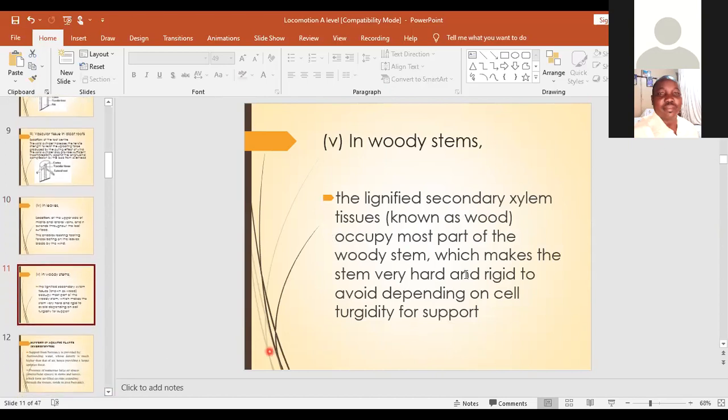And then also in woody stems, they are actually formed mainly from lignified xylem cells. And these lignified ones tend to make the stem very hard and very rigid. And therefore, they will not need to rely on the turgidity of the cells, but those tough tissues are able to withstand any tensile stress that may be caused.